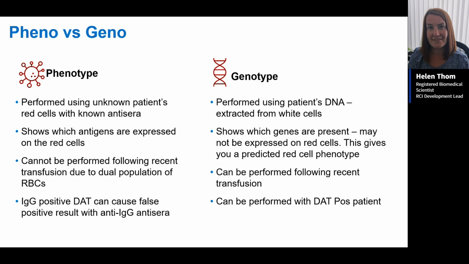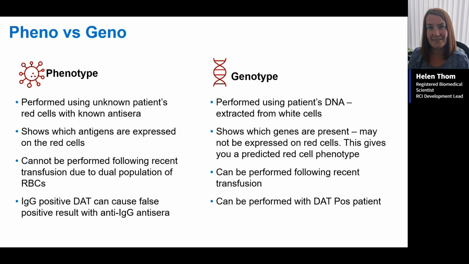So what you can do instead is perform a genotype. If your patient's been transfused and/or has a positive IgG DAT, you can extract the patient's DNA from the white cells within the blood sample. And the reason that this works, even if the patient's been transfused, is that the donated red cells are leukodepleted, which basically gets rid of the majority of the white cells. So you know that any white cells you're extracting the DNA from can only have come from the patient.